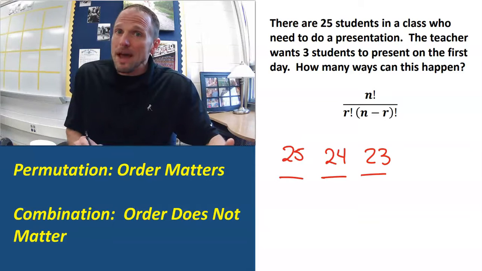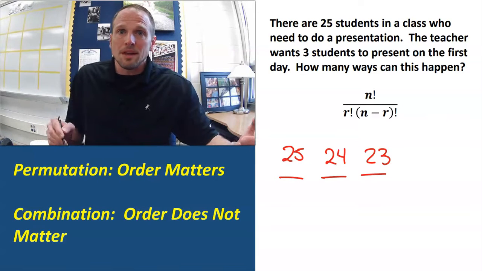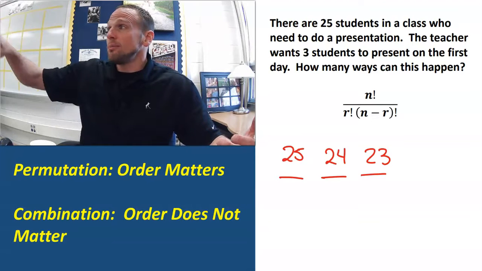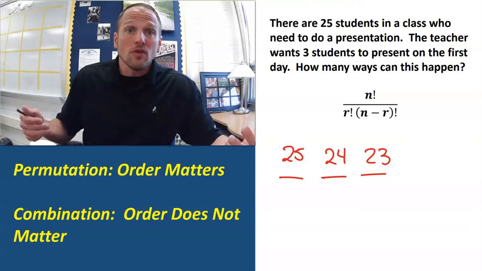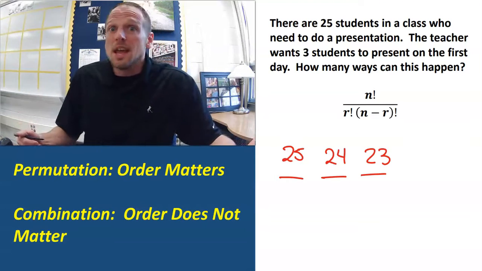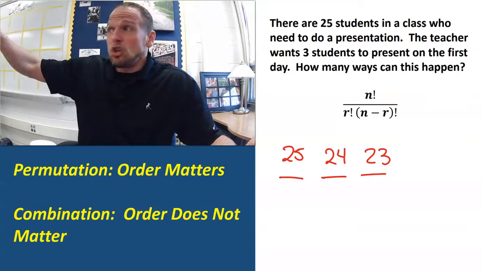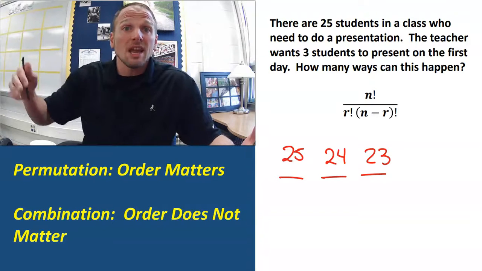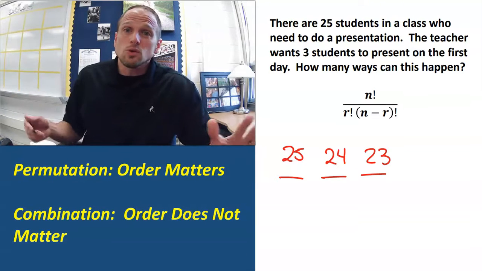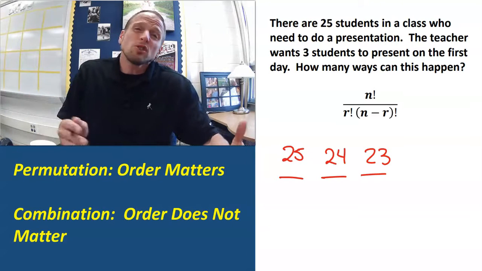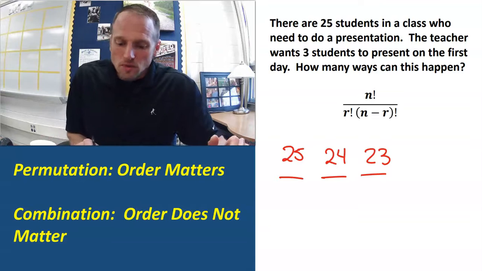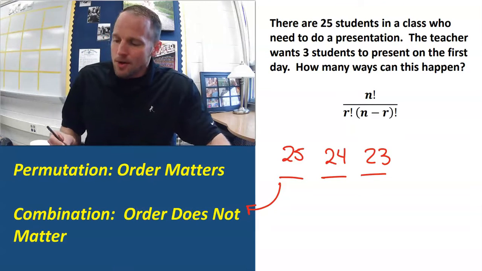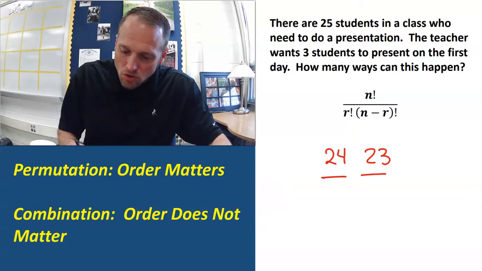Since the order doesn't matter in which order I choose them, I could choose Billy and then Jamie and then Johnny, and they're my first 3, going on the first day. But it doesn't matter if I select Billy, Jamie, Johnny, or Johnny, Jamie, Billy. All 3 of them are still going on the first day. So if order does not matter, this is a combination. And combinations are a little bit more tricky to figure out.